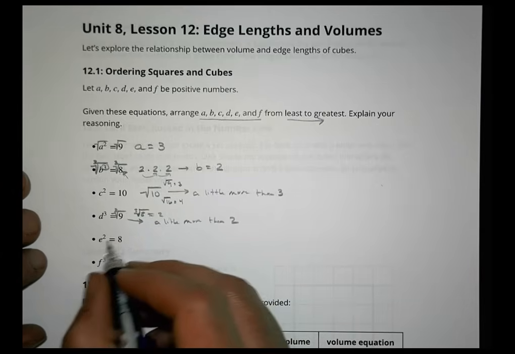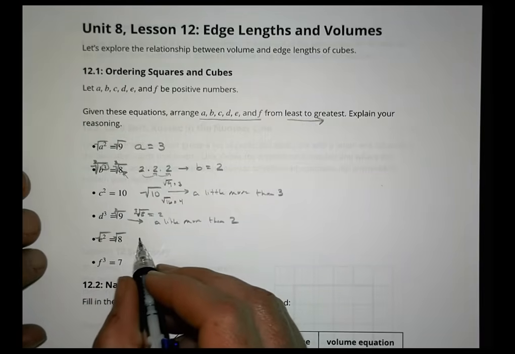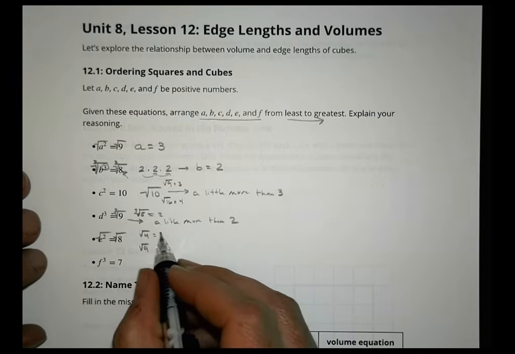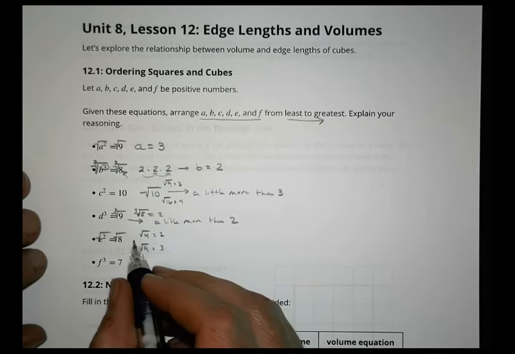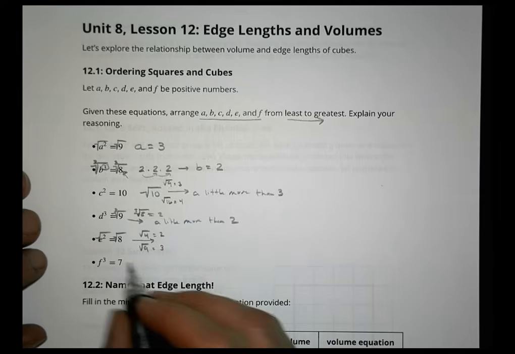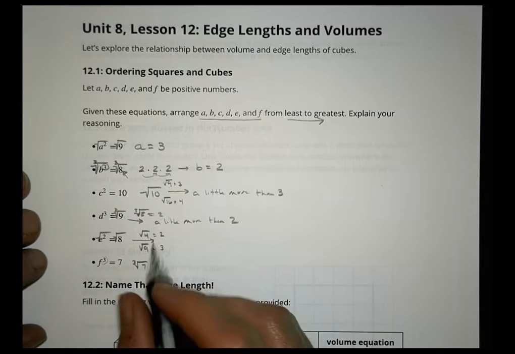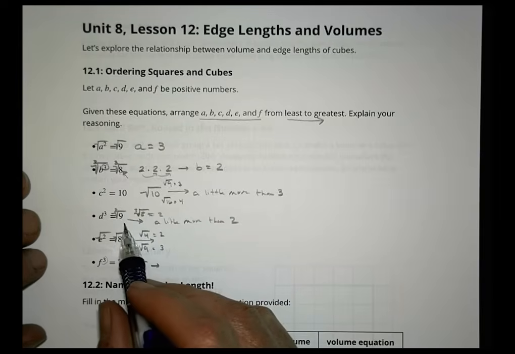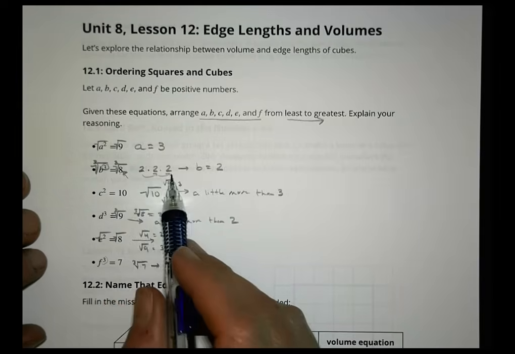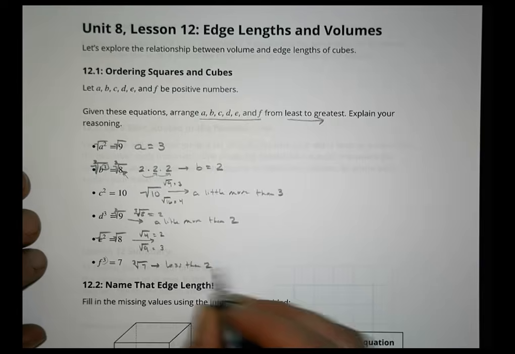When I think about e squared, if I take the square root of both sides to find out what e is equal to, the square root of 8 is going to come between the square root of 4 and the square root of 9. The square root of 4 is equal to 2, the square root of 9 is equal to 3, so it's going to be less than 3 but more than 2. And then finally, we've got a cubed one here, trying to get to 7. The cube root of 7 is going to be less than the cube root of 8, which is 2, so it'll be less than 2.